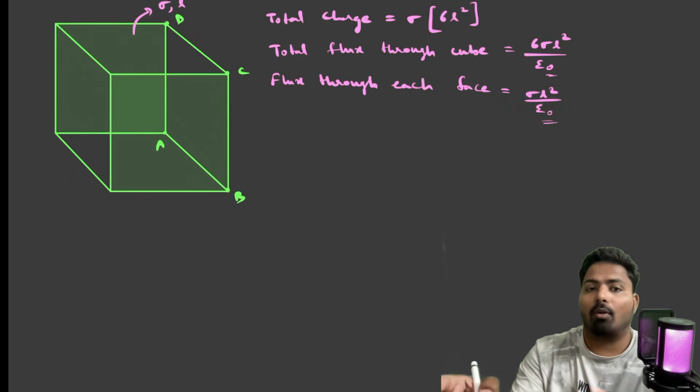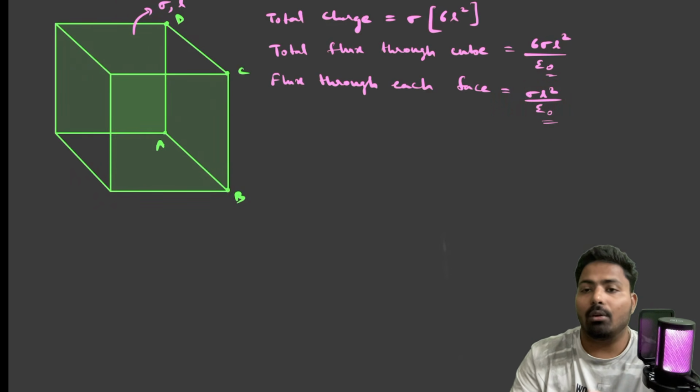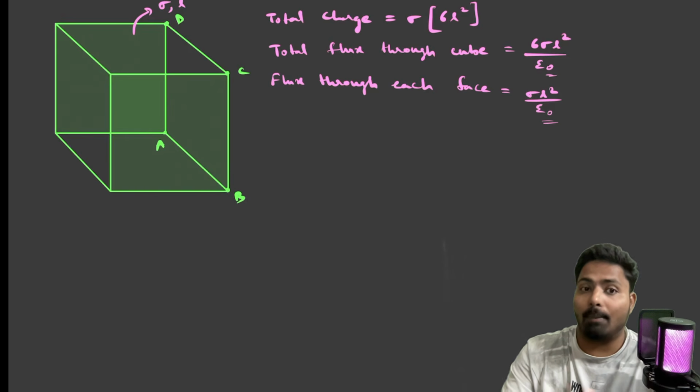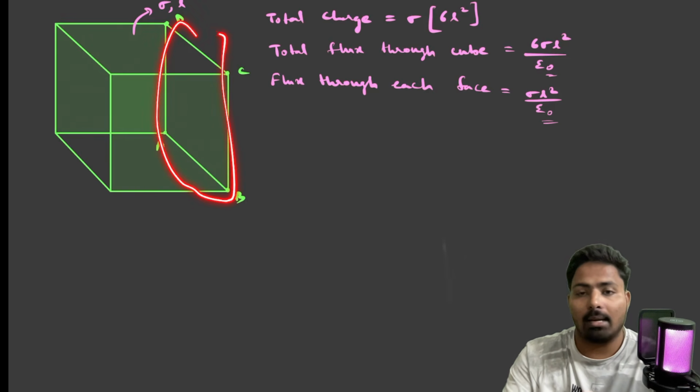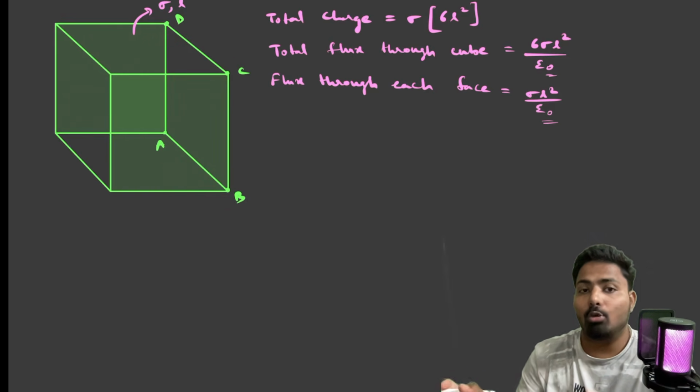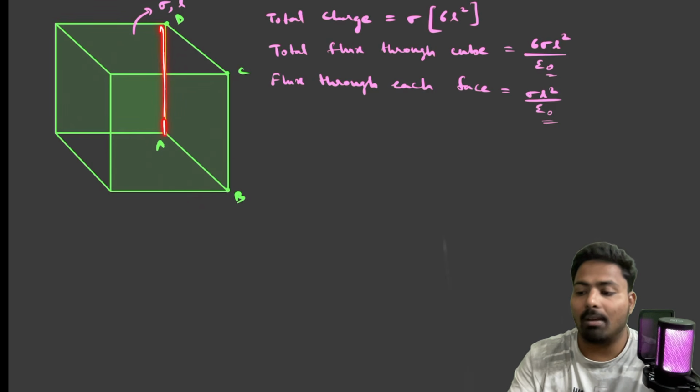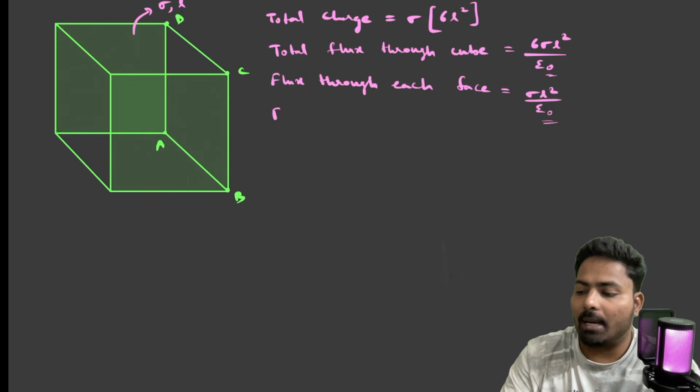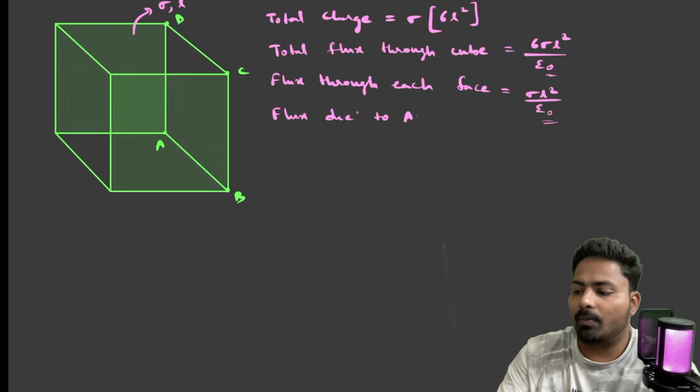But to use that formula and find the force, we need to write the flux due to the remaining body on this ABCD face. So I need to remove the flux due to this ABCD face from this one. So now I am writing the flux due to the ABCD face itself. How to find this one?